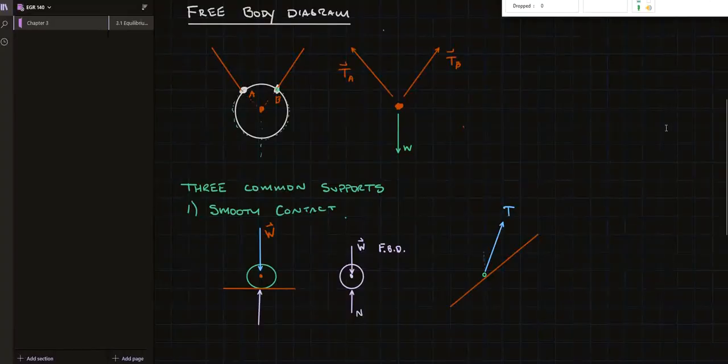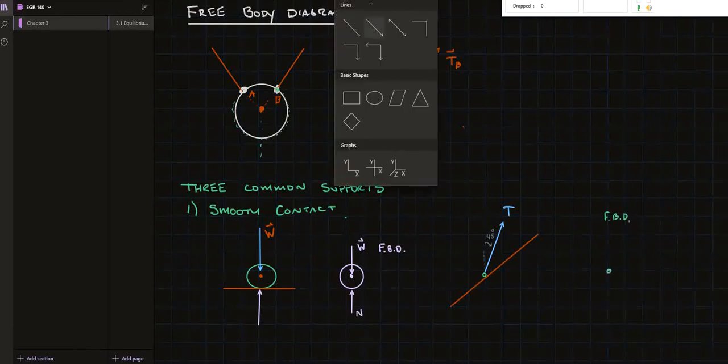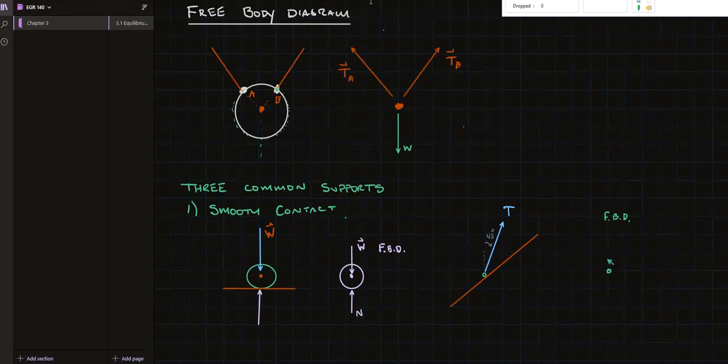Software crashed, and I restarted it. So this is acting at 45 degrees to the vertical. And I want to draw a free body diagram of what's going on in this situation. So start with this particle, then I will have this force here of T, which is heading off at 45 degrees.